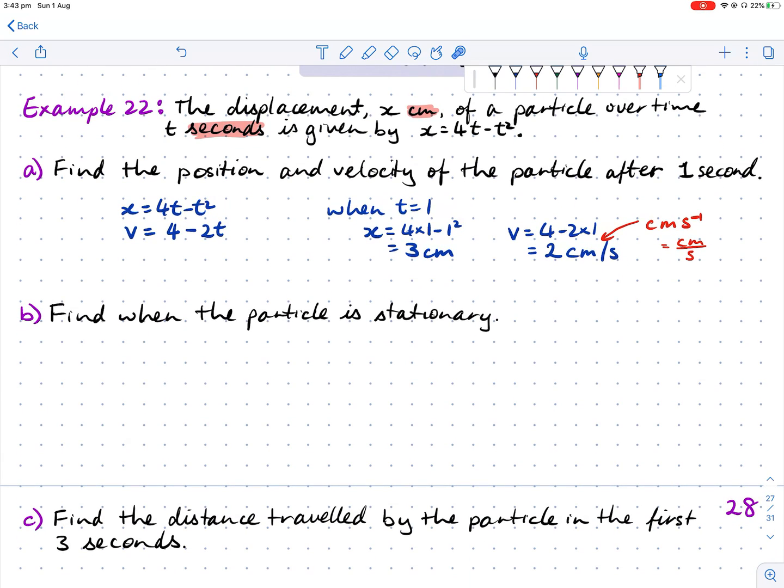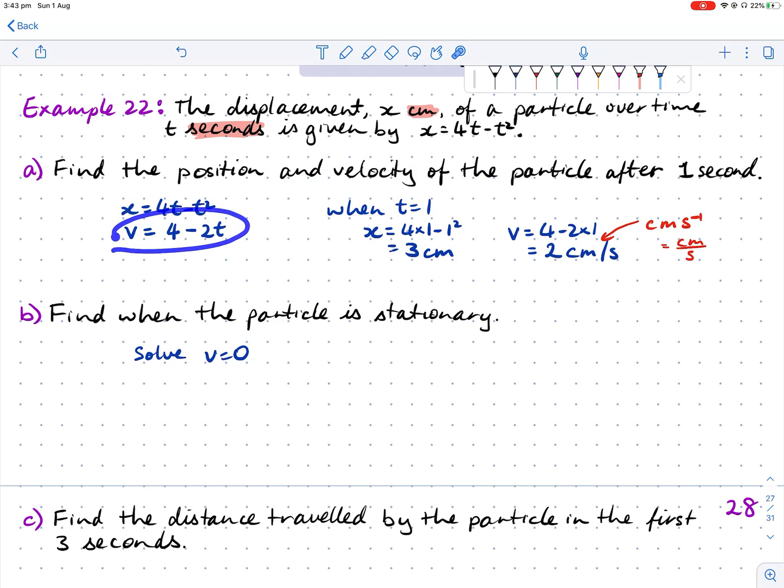Part B, find when the particle is stationary. So if the particle is stationary, that means there's not going to be any speed. So we want to solve v equals 0. When the velocity is 0, the particle's not moving. There's no speed, there's no velocity.